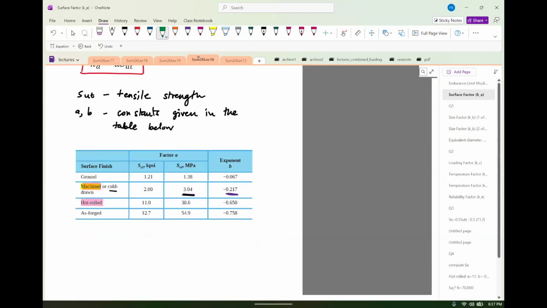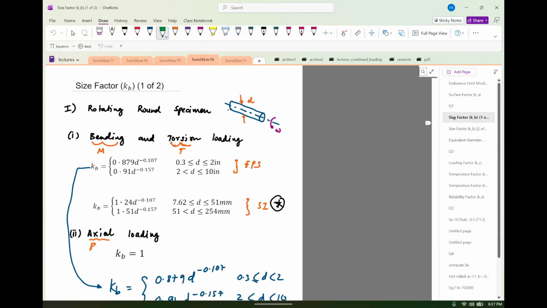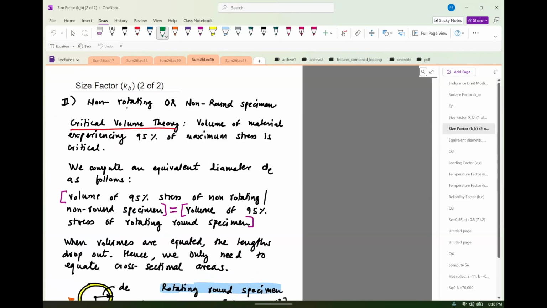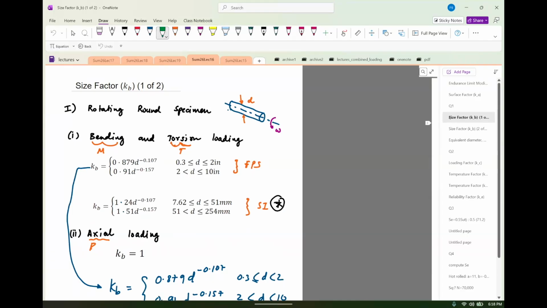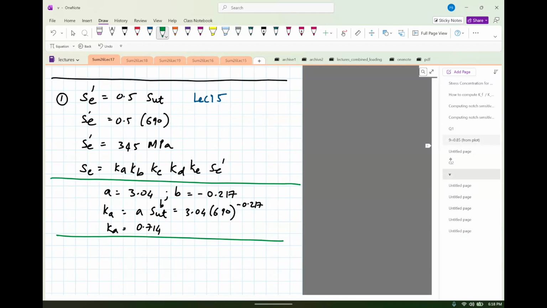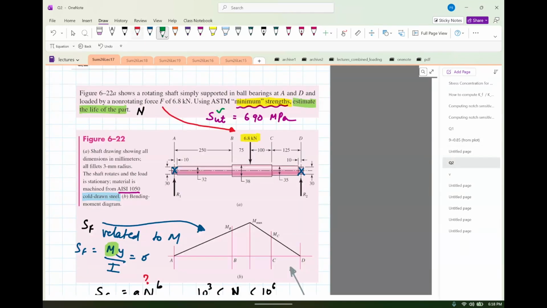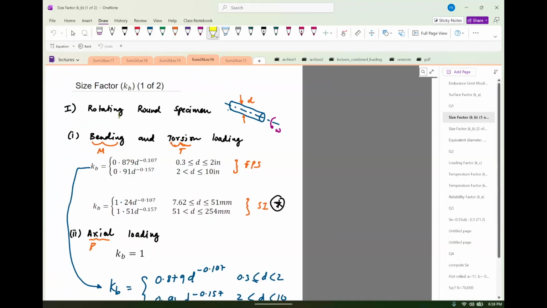Next, let's check the next factor. The next factor is the size factor, which depends on rotating or non-rotating, and it depends on the loading. Okay, so in this case, if you go back to the problem, we see the keyword rotating. There's a rotating shaft, and it's subject to a bending moment. So it's rotating and bending, and we need to use these formulas. We'll use 1.25 times d raised to minus 0.107 because we are looking at SI units and not FPS. The dimensions are in SI units.